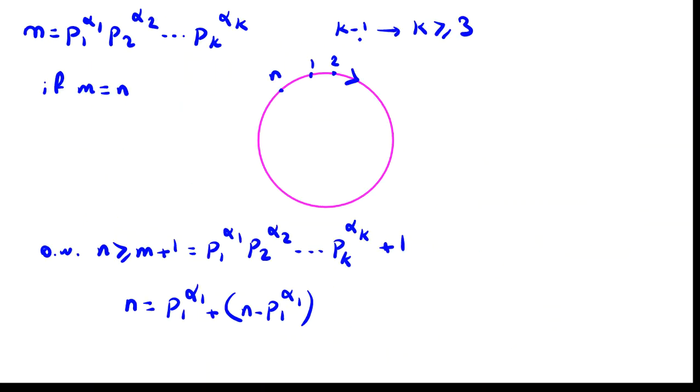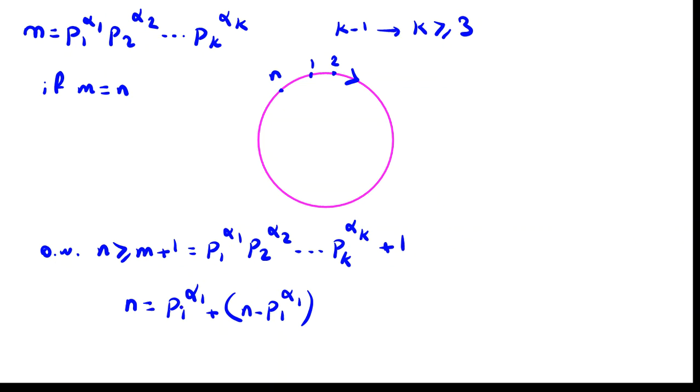Now, suppose that for k minus 1, the problem is true. Now we want to prove it for k. k is at least 3, because for k=2 we proved the base case. Now, if m equals n, you can easily consider this cycle. Otherwise, we can consider that n is at least m plus 1, and m is p1^α1 to pk^αk.